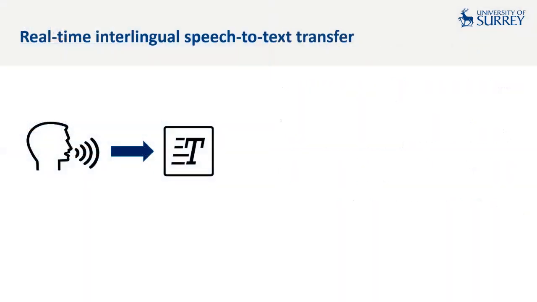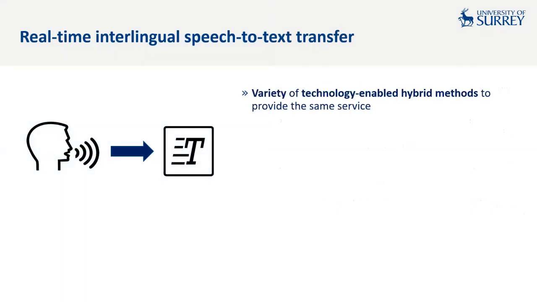So before exploring SMART's objectives in more detail, we want to situate interlingual respeaking within the broader landscape of what we call real-time interlingual speech-to-text transfer, which is the umbrella term that we use to encompass a variety of technology-enabled hybrid methods and workflows that provide what is ultimately the same service. That is to say, a real-time written output of a live interaction in another language.